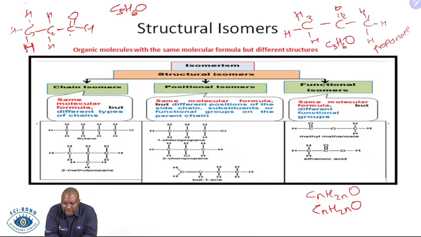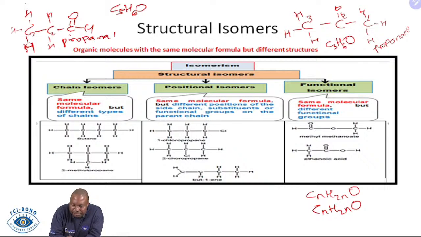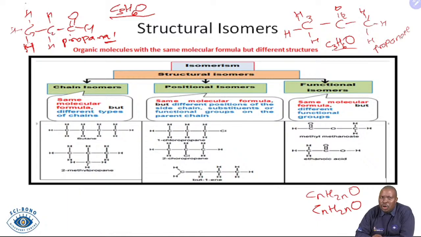So you can see these propanone and propanal, they are functional isomers. Why? Because they have the same molecular formula. So when you define isomers, you'll always say same molecular formula. But what differs between them is their functional group, because propanal is an aldehyde, which we said has a formyl group. And then propanone is a ketone, which has a carbonyl group. So you know that the functional groups are different. So you always look for what is different. What is the same is always the molecular formula.